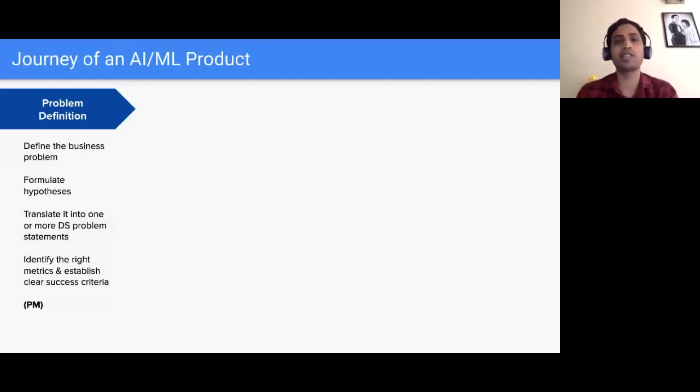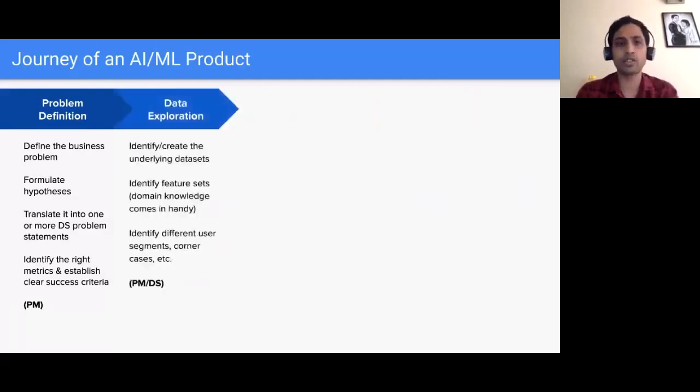So how do we establish the metrics, and how do we clearly define the success criteria? So that's the first piece, and all of this is primarily done by the PM. Obviously data scientists can come in and share their opinion, but primarily the ownership lies with the PM.